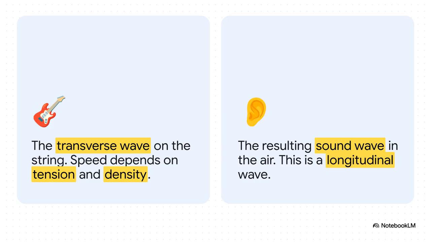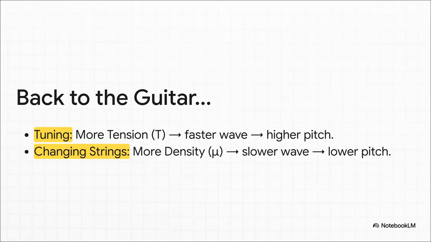The wave on the string is a transverse wave, and its speed depends on tension and density. That vibration is the source. It pushes the air around it, and that creates a totally different wave, a longitudinal sound wave that travels through the air to your ear. So think of it like this. The string is the cause, and the sound is the effect. Two different waves. And just like that, we're back to the guitar, and we can finally answer our question.